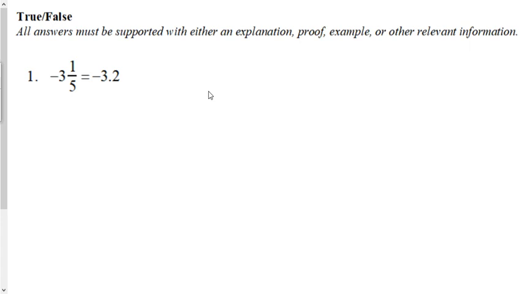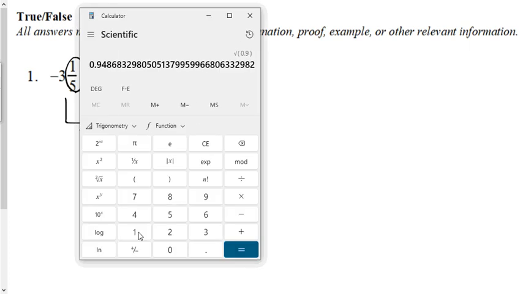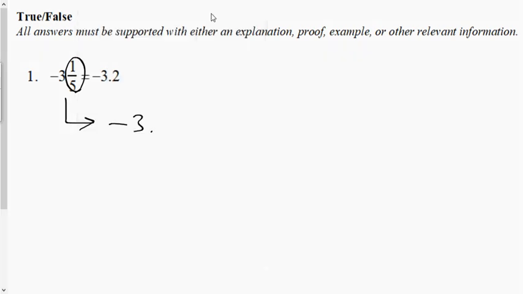So your first question is true or false. It says -3 1/5 is equal to -3.2. Well, really what that's asking is, do you know how to change a mixed fraction into a decimal? Since it's -3, you know it's -3 and whatever 1/5 is as a decimal. If you didn't know that 1/5 was 0.2, you could take the numerator 1 and divide it by the denominator, which is 5, and you get 0.2.